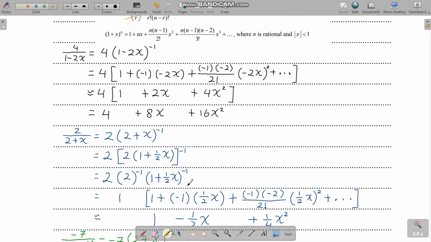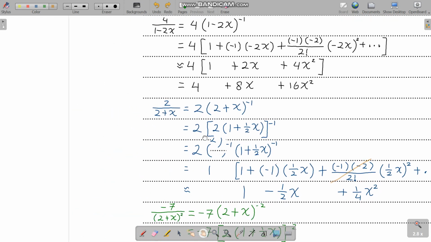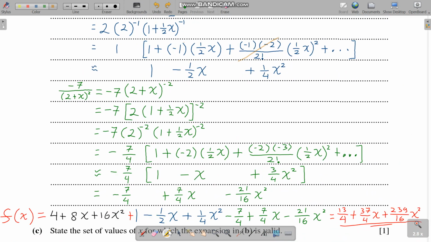This is 1 plus n times x, and this is n minus 1, and this is x squared. And we use a calculator. Here we have minus 1 half, and cancel out, we have 1/4 times 1. So yeah, we're done here. And now for the last term, we have to use 2 plus x to the power of minus 2 because of this, and we factor out the 2 again, and this 2 is also to the power of minus 2, so 2 to the power of minus 2 is actually 1/4, so we have minus 7/4.